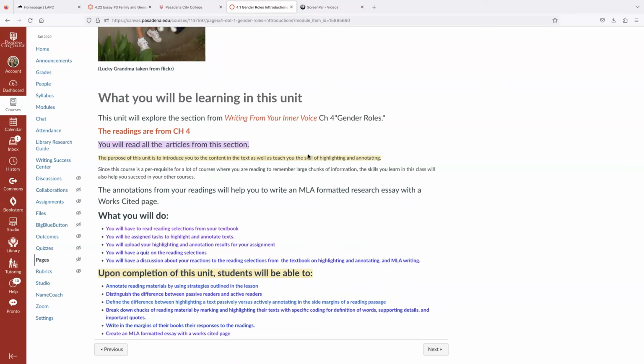So upon completion of this unit, students will be able to annotate reading materials by using strategies outlined in the lesson, distinguish the difference between passive and active readers, define differences between highlighting a text passively versus actively annotating in the side margins of a reading passage, break down chunks of reading material by marking and highlighting their texts with specific coding for definitions of words, supporting details, and important quotes. Write in the margins of their books their responses to the readings and create an MLA formatted essay with a works cited page. So that's what you'll be doing in this unit.